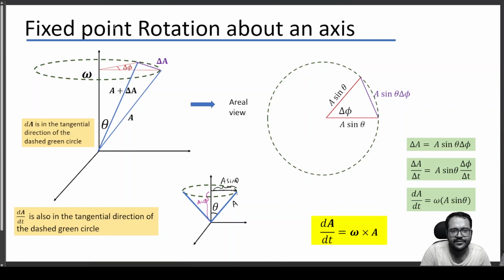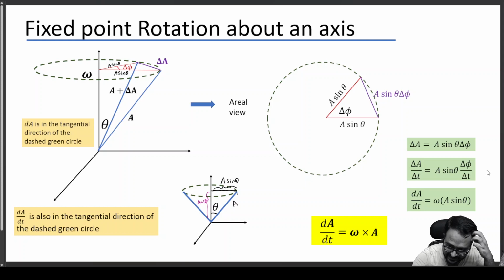So if you are doing an aerial view, this is A sine theta, and when you traverse a bit, this is also A sine theta, and that angle is delta phi. So that delta A is nothing but A sine theta delta phi. That is the key line here.